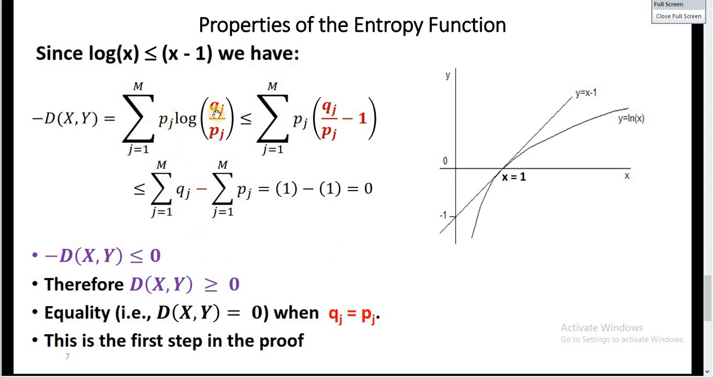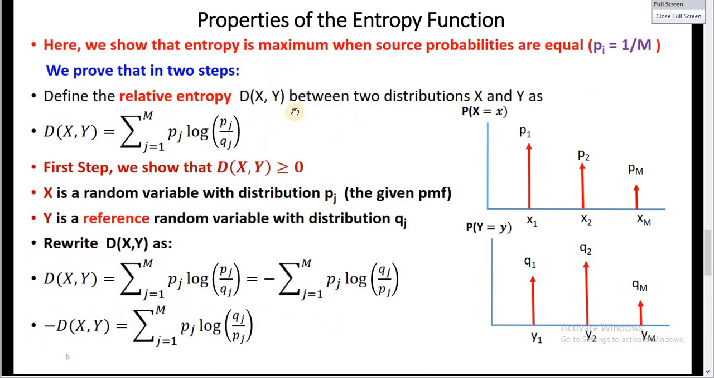Of course, when these probabilities are equal, that is when q sub j equals p sub j, this ratio is 1, and so log 1 equals 0. This means that the relative entropy between distribution x and distribution y is 0 only when p1 equals q1, p2 equals q2, p sub m equals q sub m. In this case, the distance or the relative entropy equals 0. Otherwise, the divergence is non-negative. It's always greater than or equal to 0.